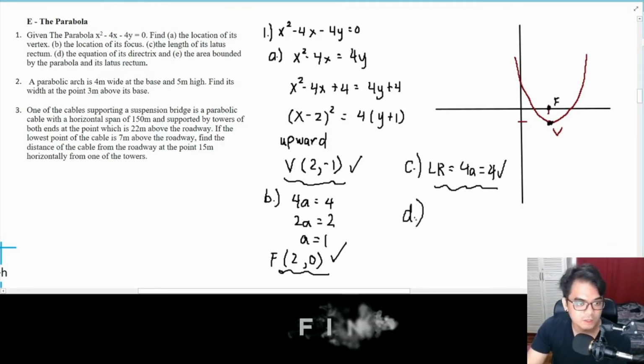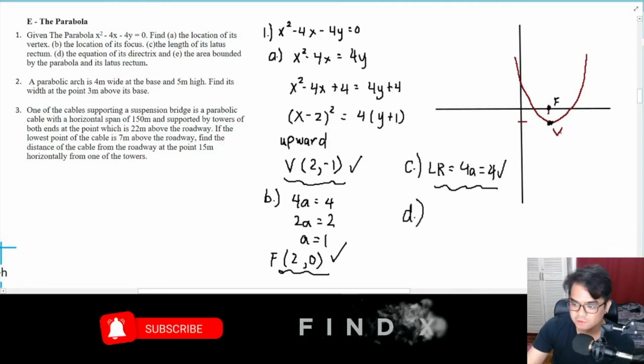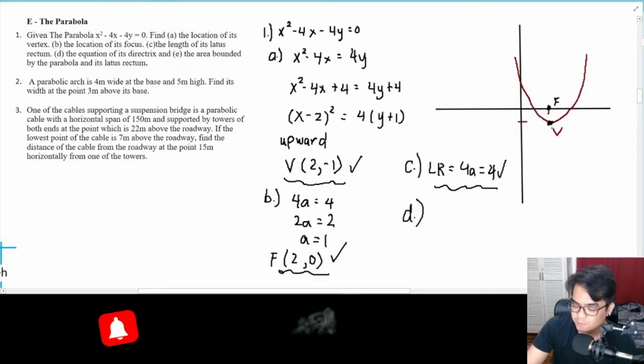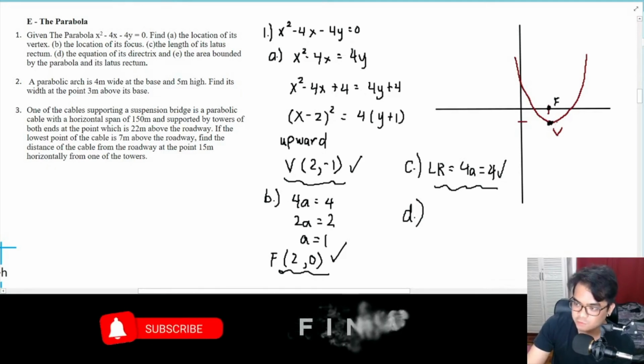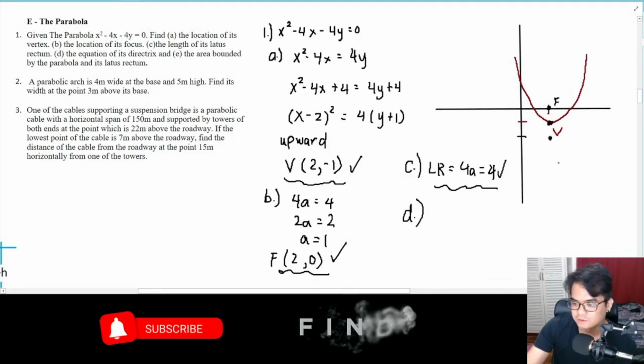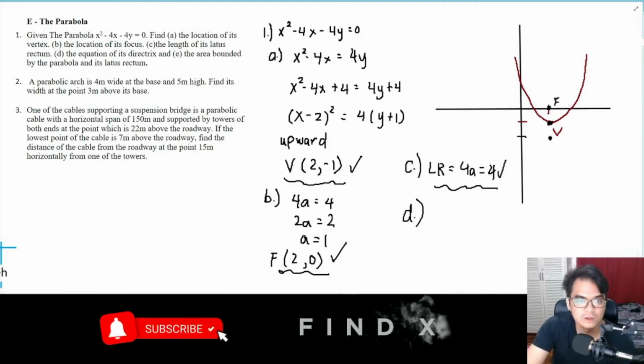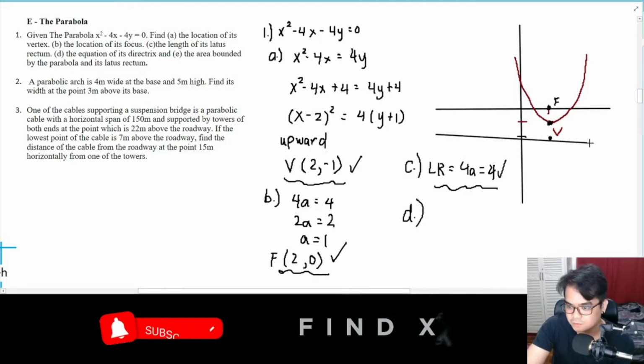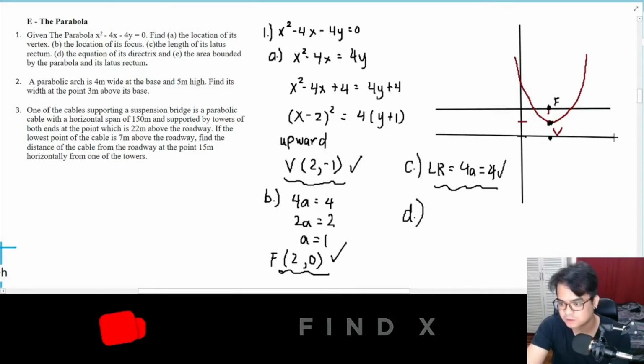Letter D, equation of its directrix. Okay, for the directrix, you have to measure the distance from the vertex to the directrix, which is a, right? But a is equal to 1. Therefore, all I have to do is just go down here, and this will be your directrix. You have to go down by 1. Okay, so let's try to put a line here.